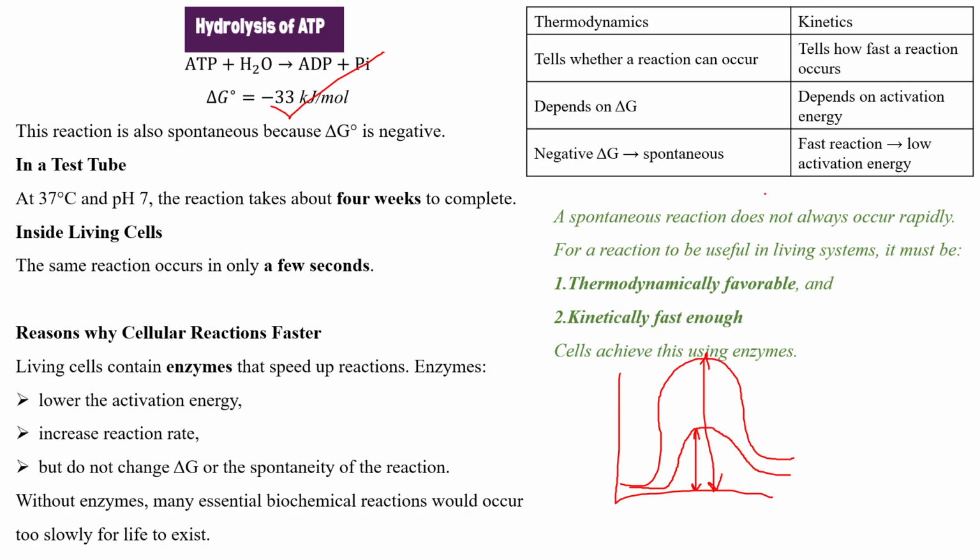And what did we say? If you have a lower activation energy, your reaction proceeds faster. That's why when you have enzymes in the system, your reaction proceeds much faster compared to the reaction without the enzymes. For instance, 4 weeks and a few seconds. Enzymes will convert this large period, 4 weeks, to just a few seconds. Okay, so let's move on.